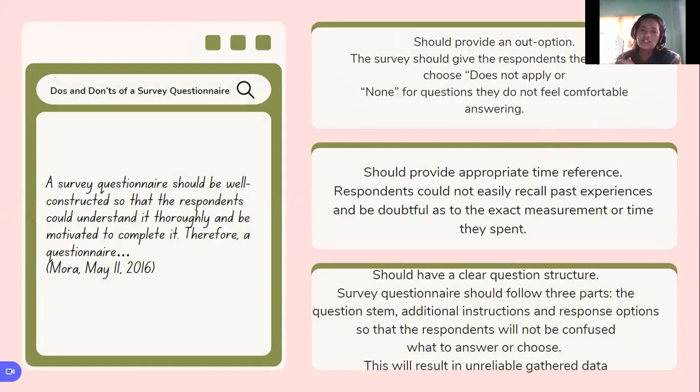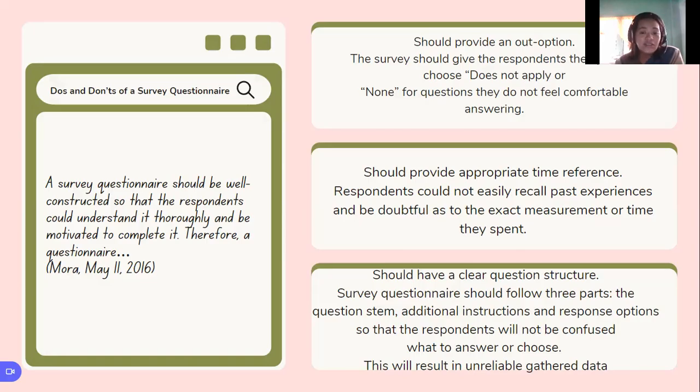Also, a survey questionnaire should provide appropriate time reference. Respondents could not easily recall past experiences and may be doubtful as to the exact measurement or time they spent. So when you ask questions as the researcher, it should be timely, like it happened maybe this year or last year. The event has recently happened, but do not ask questions about things that happened 5 or 10 or 20 years ago, because the respondent may not be able to remember things such as that. So you should be careful on that one.